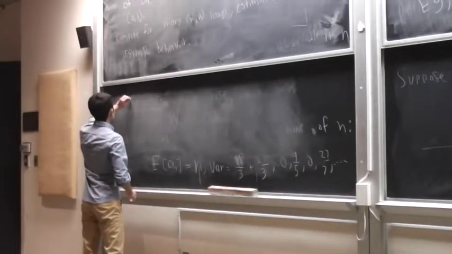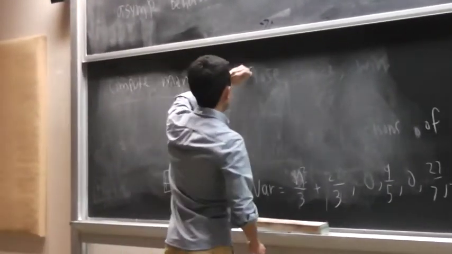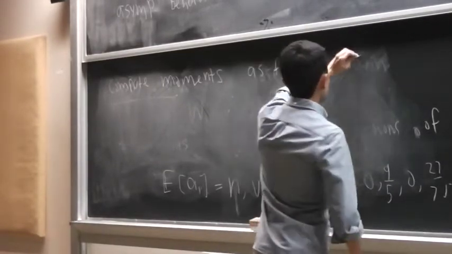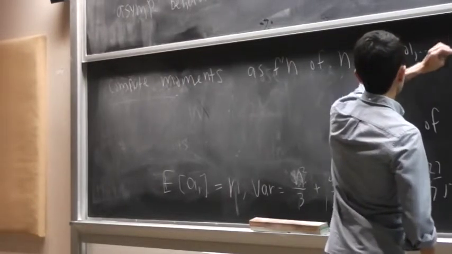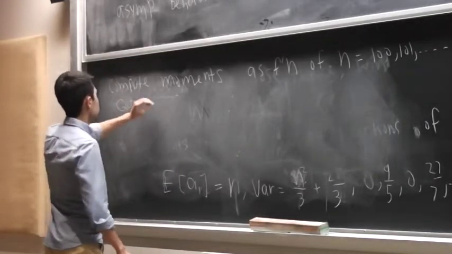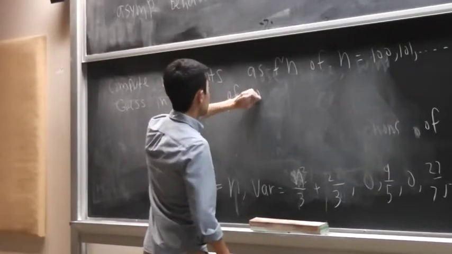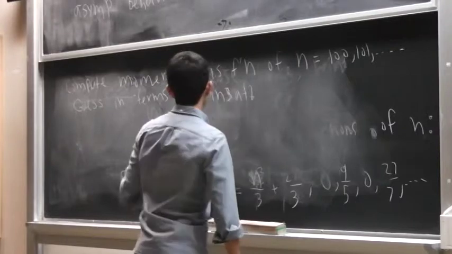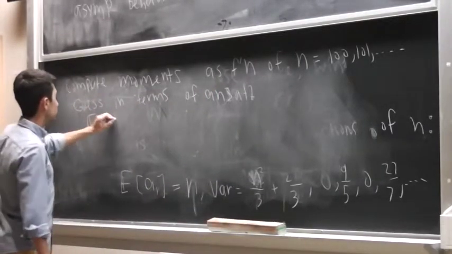Okay, so you compute moments as a function of n. Maybe n will be 100, 101, and so on, something big. And then you're going to guess in terms of some kind of ansatz. The ones we use is, I think, for the expected value, we expect that to behave linearly.